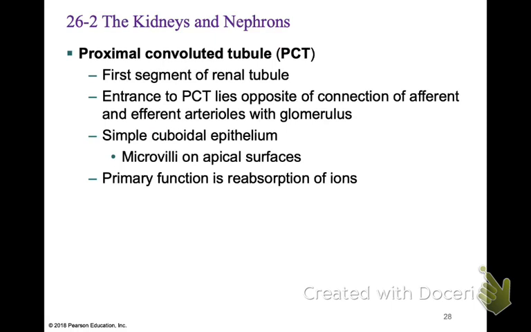The proximal convoluted tubule is that first segment. Remember, it has lots of microvilli, so it has a highly absorptive surface area. About 65% of the total fluid volume is going to get reabsorbed here. It says primary function is reabsorption of ions, but I'm going to tell you that almost all the organic nutrients are also reabsorbed here. There was glucose in what you filtered in that glomerular blood.